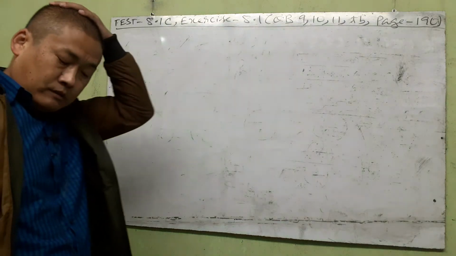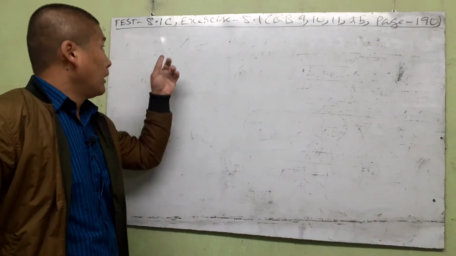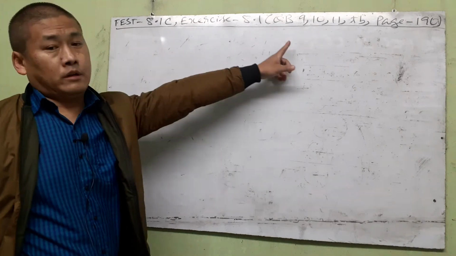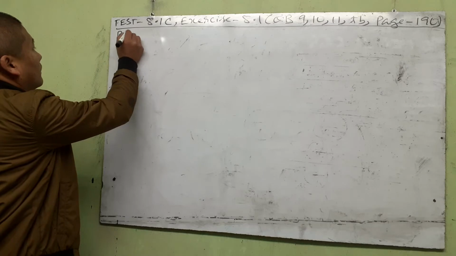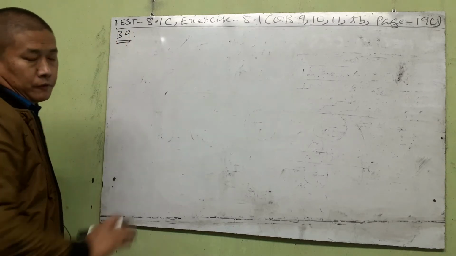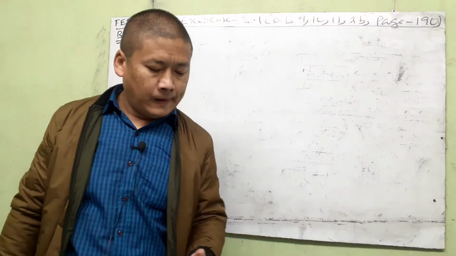Okay, so the next test portion, that is 8.1C, these are the portions. Okay, start with the first one, B9. Quite simple if you follow by listening carefully.